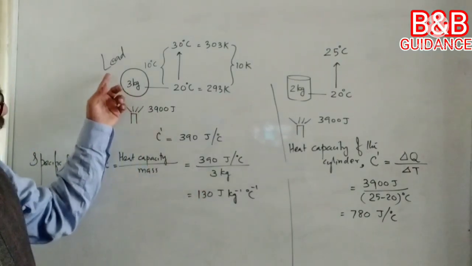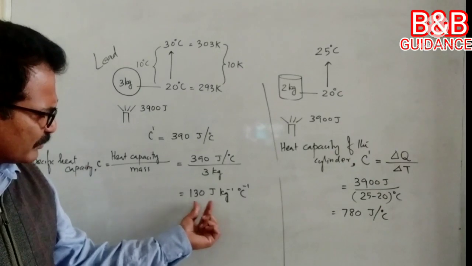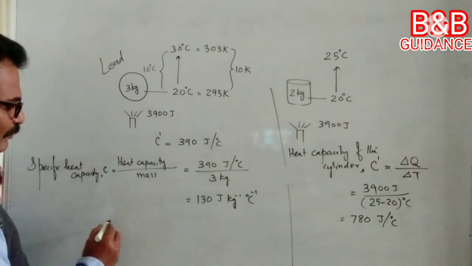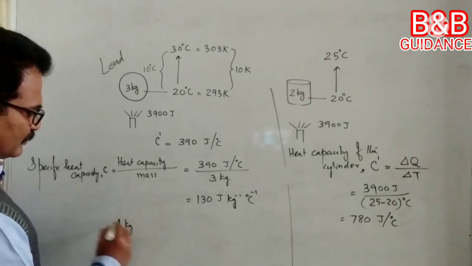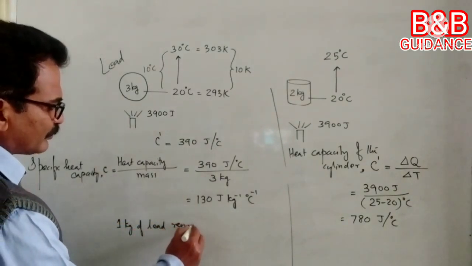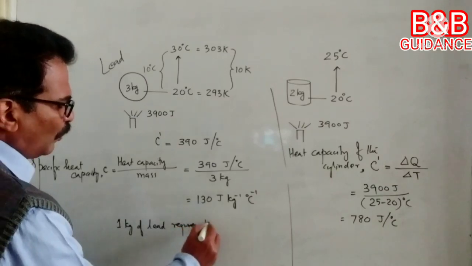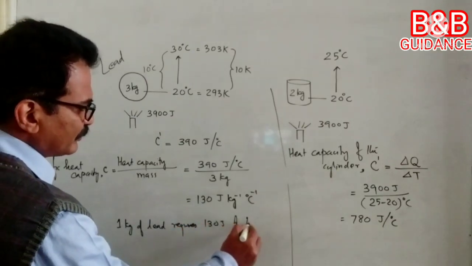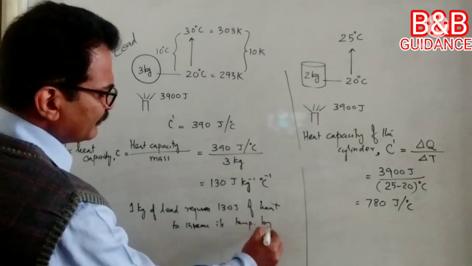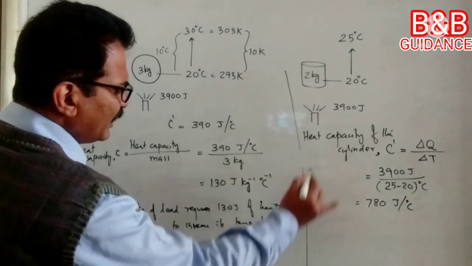The specific capacity of lead is 130 joule per kilogram per degree Celsius, means 1 kilogram of lead requires 130 joule of heat to increase its temperature by 1 degree Celsius.